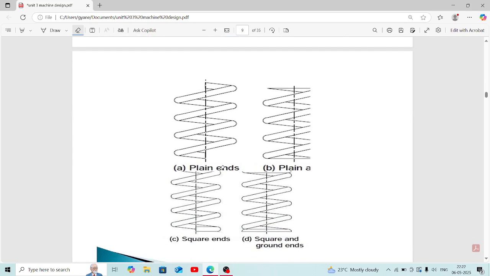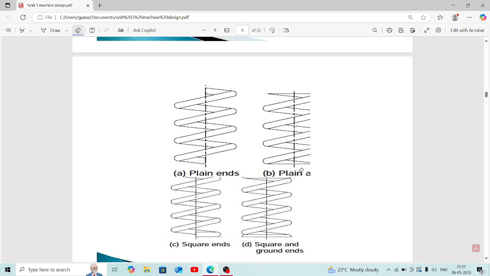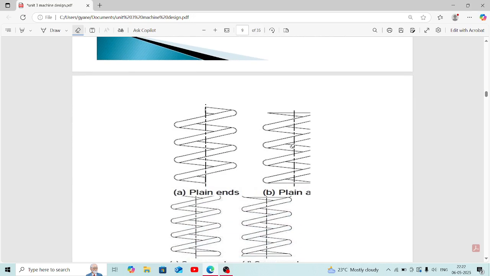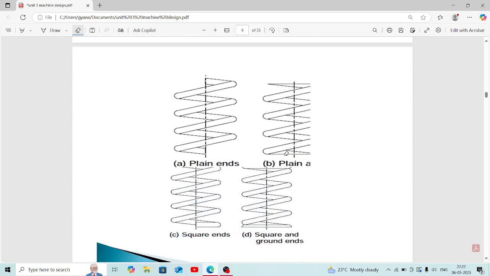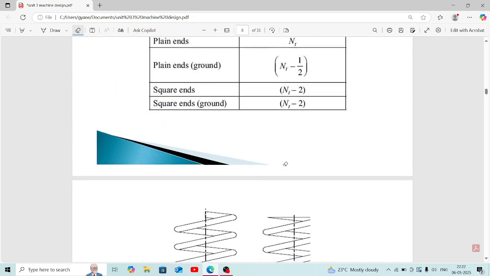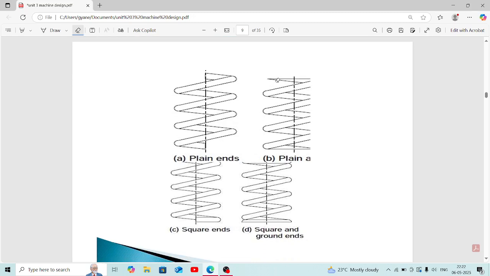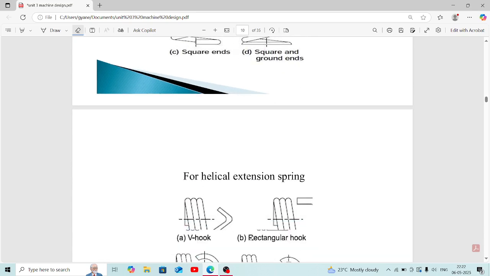Let's see the diagram of the plain ends, meaning this type of end. The image is not clear, sorry for this. This is a plain end. This is a ground end, and this is a square end, and this is square and ground. This one is called ground, and this shape is called square. Thank you so much.